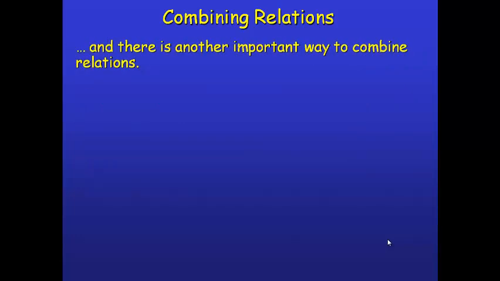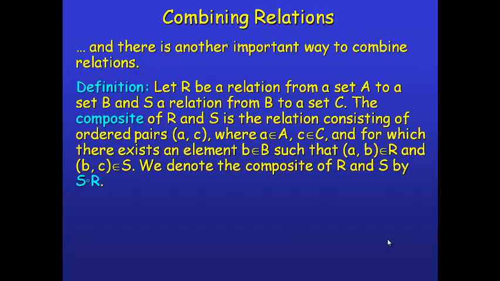And there is another important way to combine the relations, that is composite. Let R be a relation from a set A to a set B, and S a relation from B to a set C.